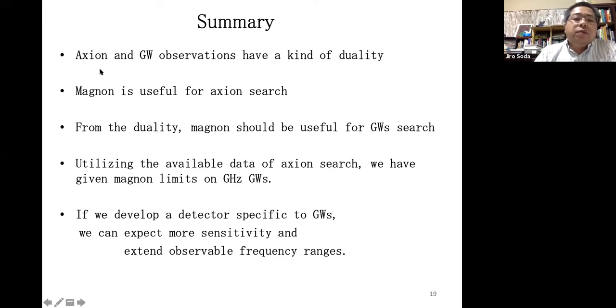So let me summarize my talk. Axion and gravitational wave observations have a kind of duality. It's well known that Magnon is useful for axion search. So our idea was that from the duality, Magnon should be useful for gravitational wave search. Utilizing the available data of axion search, we have given Magnon limits on gigahertz gravitational waves. Of course, this data is specific to the axion search. So if we develop a detector specific to gravitational waves, we can expect more sensitivity and extend observable frequency ranges. Thank you very much.